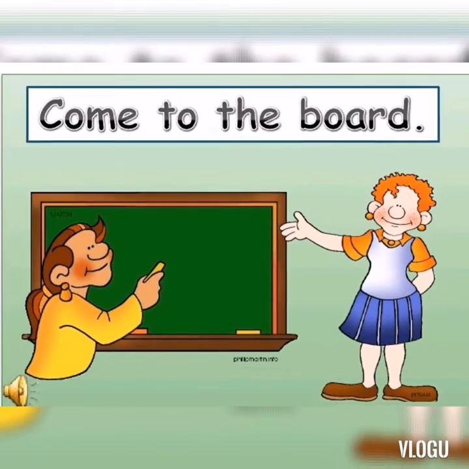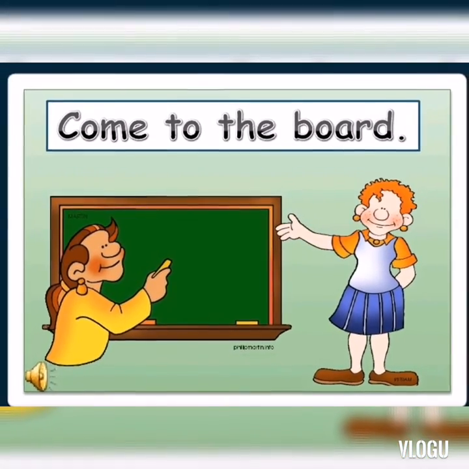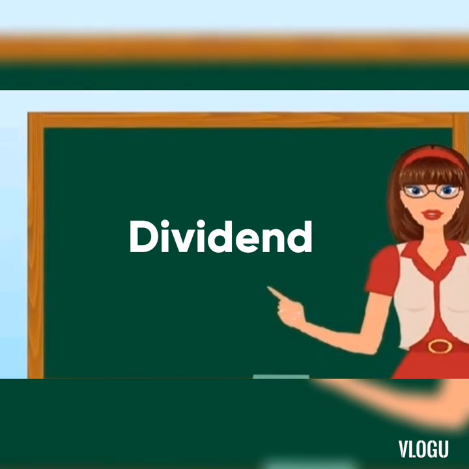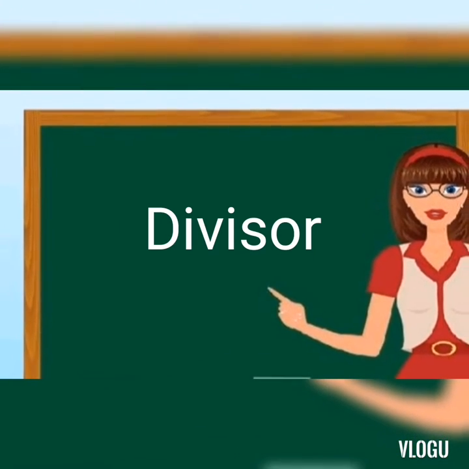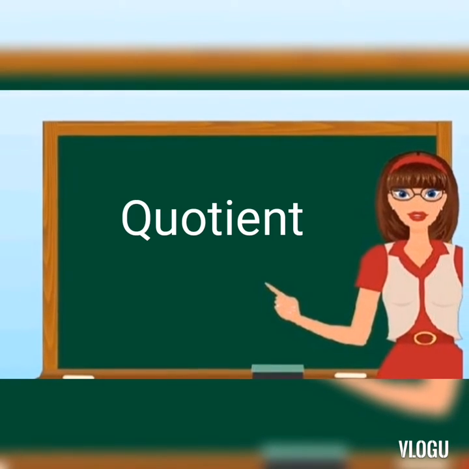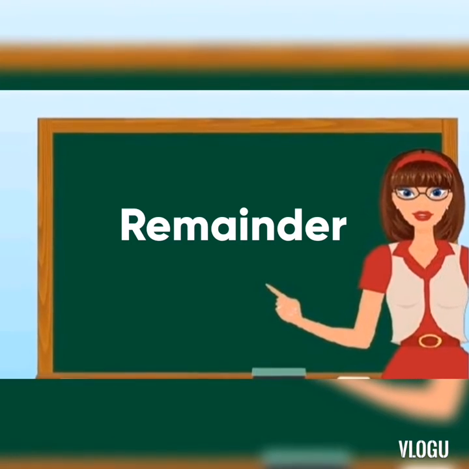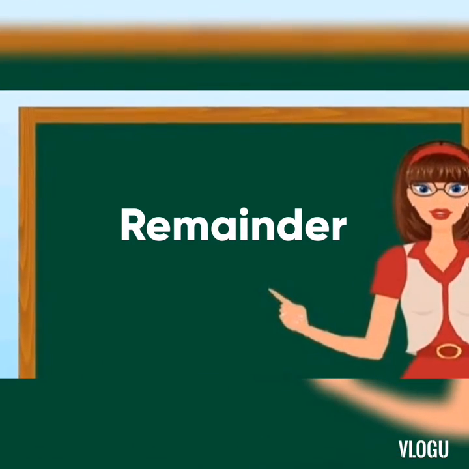Let's come to the board first and revise the vocabulary. The first word is dividend, the number which we write inside the root, the number to be divided. Divisor, the number by which we divide. Quotient, the answer of the division. Remainder, the number left over, is called the remainder.